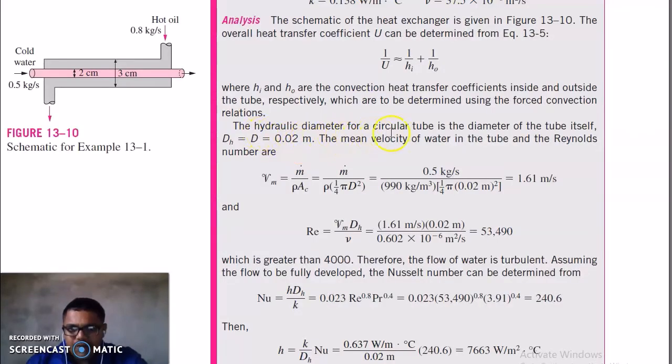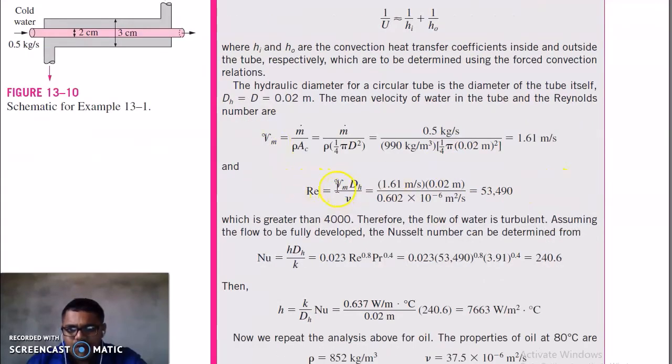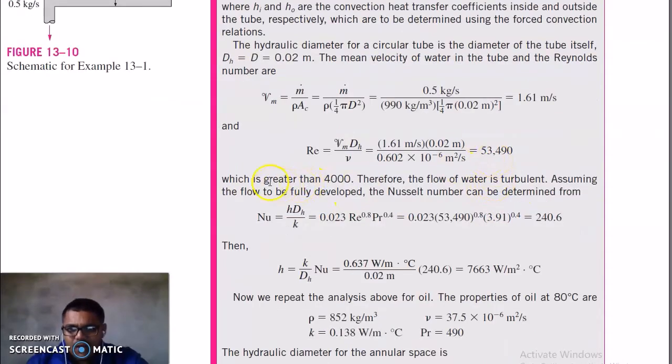The hydraulic diameter of a circular tube is the diameter of the tube itself. So for the inner tube, d hydraulic is equal to the diameter of the tube, which is 2 cm. We will find the mean velocity, which is mass rate, given as 0.5, divided by density times the cross-sectional area of this tube, which gives 1.61 meter per second. The corresponding Reynolds number is equal to V_m d_H by viscosity, which is this. Now this is the case of a pipe, and it is much greater than 4000. Therefore the flow of water is turbulent.